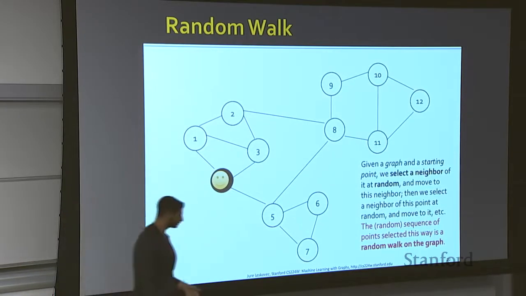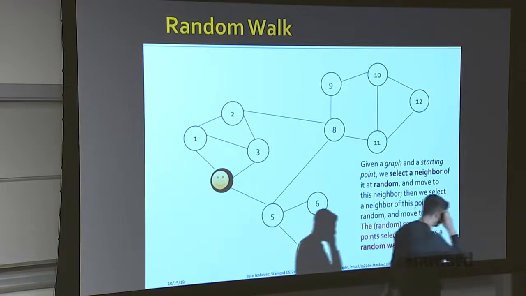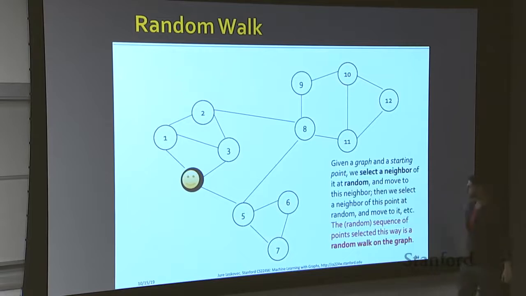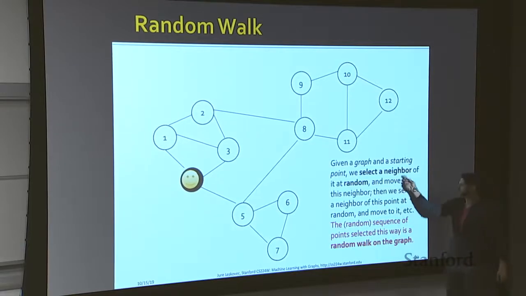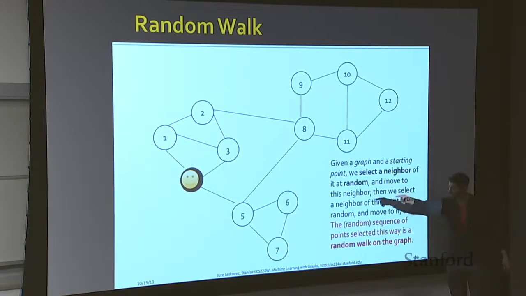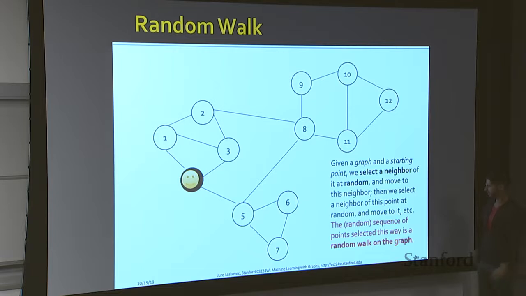But what we care about today is that a random walk is, you're given a graph, you're given a starting point, in our case node 4, and then what we do is we select a neighbor at random, and we just move forward. The random sequence of all the nodes that you're going to be exploring is basically the random walk on the graph. And another parameter that you can set is how long your random walk should be.